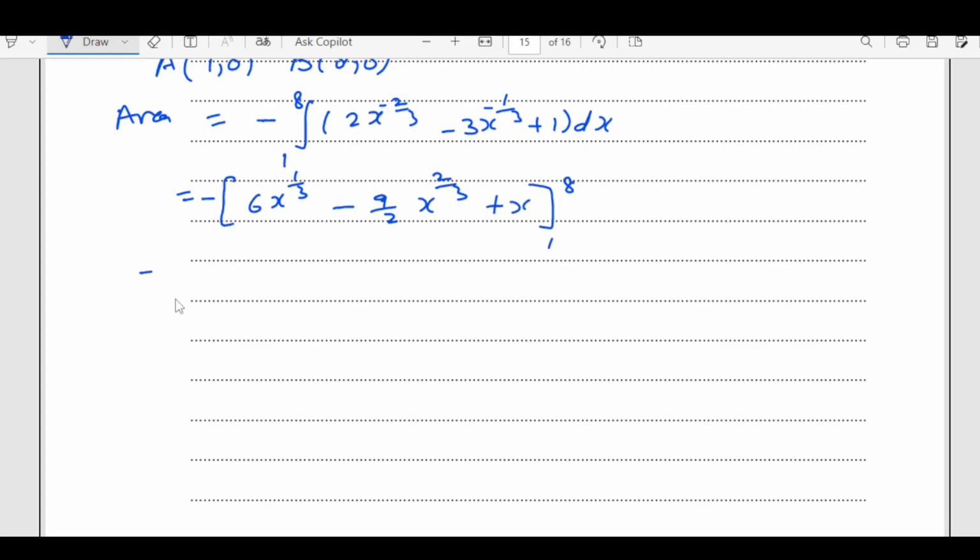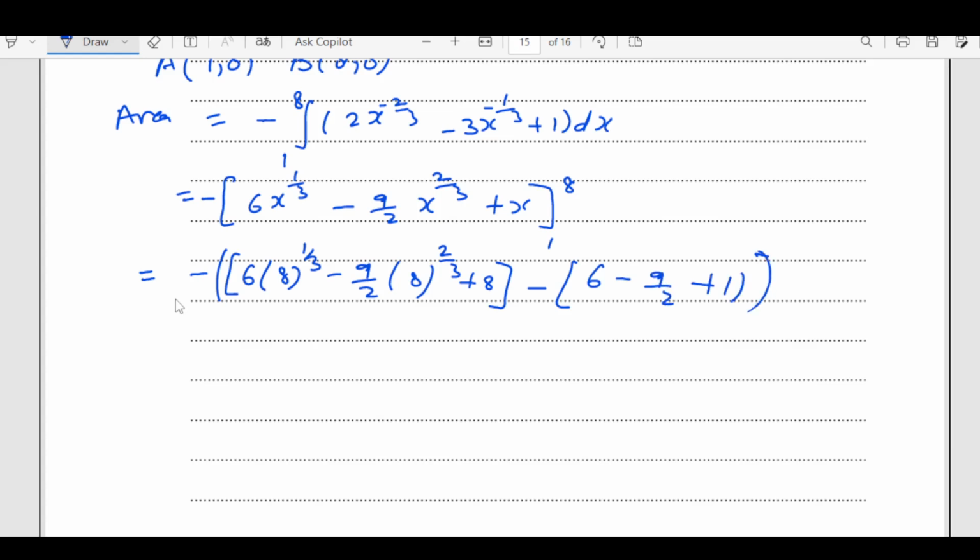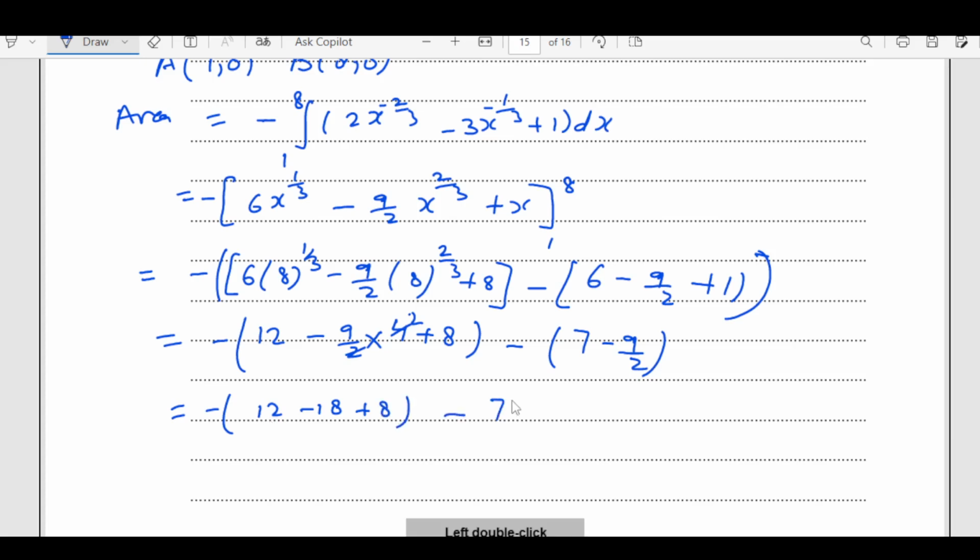So now we are going to substitute the values of 8. Be careful guys while substituting these values. So 6 and x is now 8, minus 9 over 2, x is now 8 power 2 over 3, plus 8, minus then 1, 6, then 1 remains as it is, plus 1, right? So now minus this, we have 6 times 2 is 12, minus 9 over 2 times, this is 2 power 3, 2 power 2, it is going to be 4, plus 8, minus this is 6 plus 1, 7 minus 9 over 2. So this is minus 2 times 2, 12 minus 18 plus 8 minus 7 minus 9 over 2.